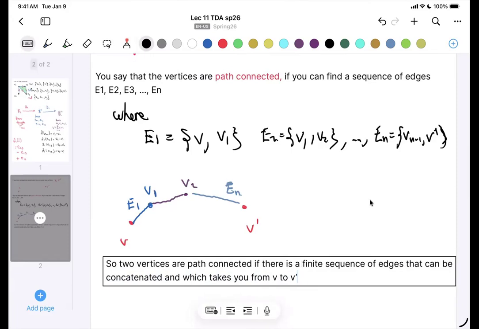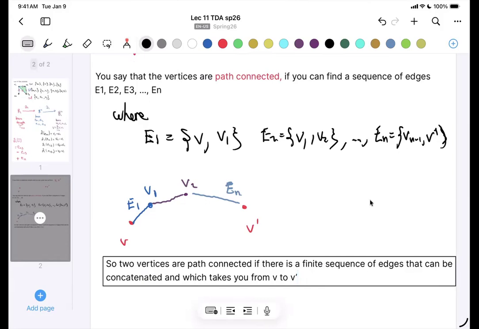In this case, the orientation doesn't matter. You're just thinking about it as a list, so this is trivially symmetric. If there's a path from V to V prime, you can run it in reverse, and that will give you the path from V prime to V, right? So this relation is a symmetric relation. It is transitive, as you can imagine.